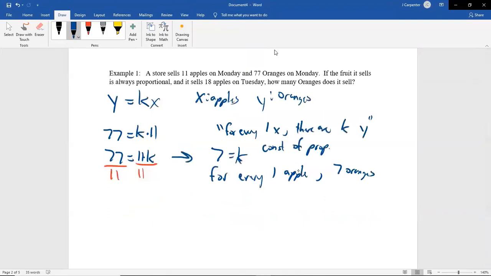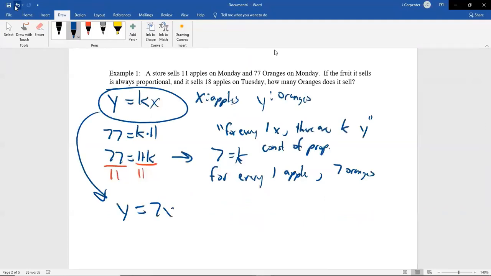But unfortunately, this isn't a nice clean multiple. We're not going from 11 to 22, for instance, or anything very easy. We're going from 11 to 18. So now what we need to do is plug the 18 apples into the scenario, but we also know that k is 7. Those are the 2 things we're going to plug in. In fact, I'm going to rewrite the y equals kx. I'm going to rewrite this now as y equals 7x. Again, that says for every 1 apple sold, 7 oranges sell.